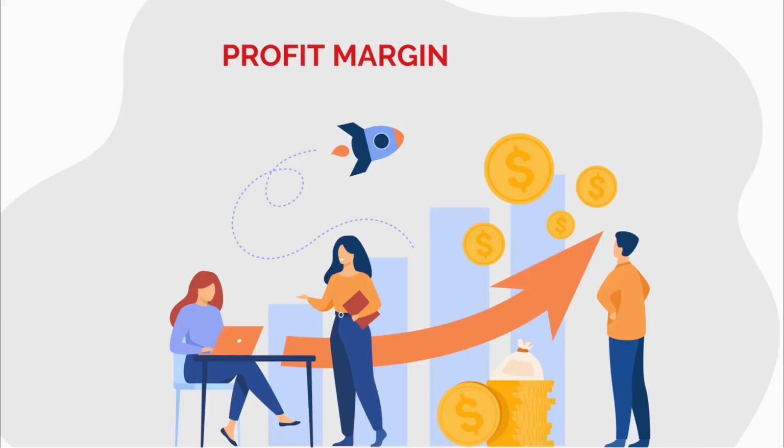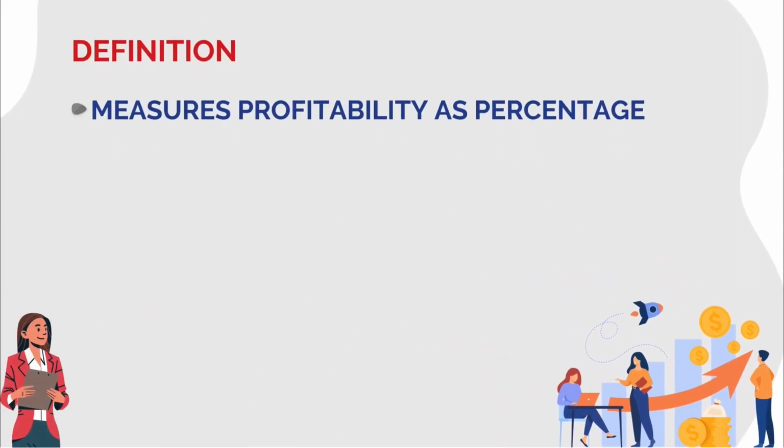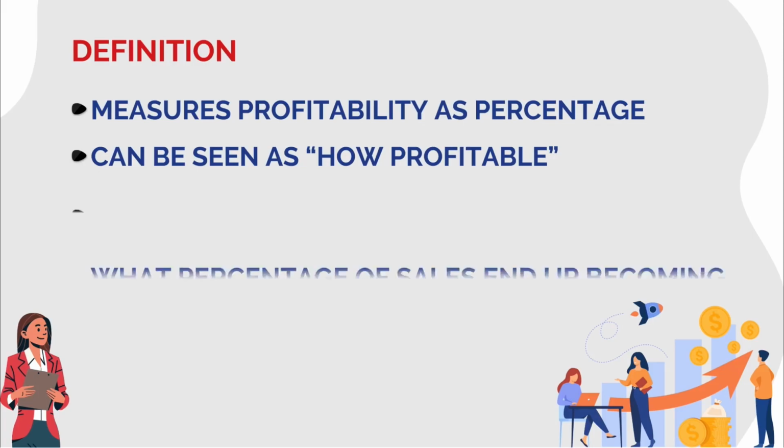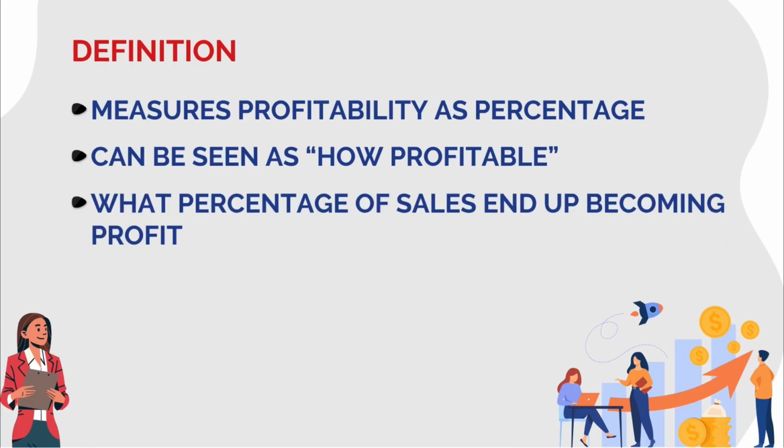Now let's discuss the profit margin. We're going to cover the definition. It's essentially a measure of your company's profitability as a percentage, not in dollar amounts. Another way to look at it is to see how truly profitable the business is. And I'm just giving you a few perspectives so it's not confusing, because I know these terms can be very confusing. So it's what percentage of sales end up becoming actual profits.